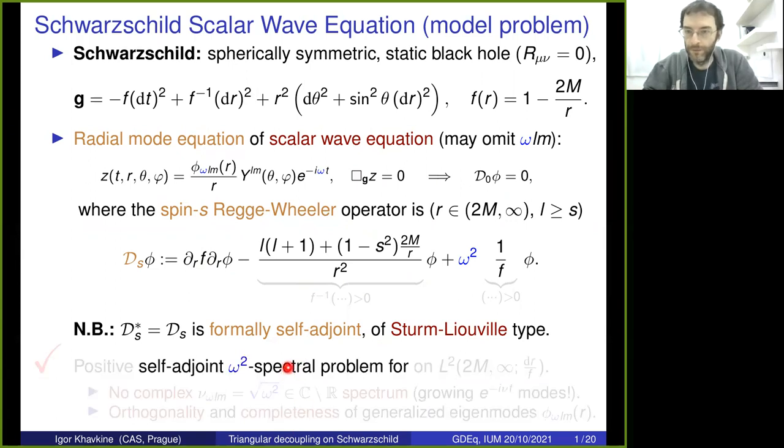what can we conclude? We can conclude that it defines a self-adjoint spectral problem for the spectral parameter omega squared. This spectral problem is defined on a particular function space. The function space is an L2 space with a weight which is determined by one of the coefficients of this equation. It's nice and positive.